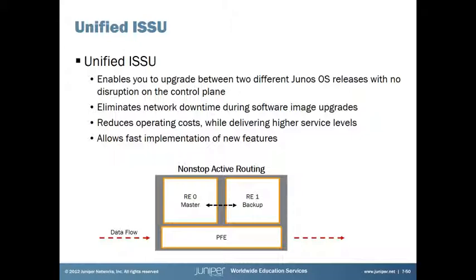So we have a few things enabled here. We have to have non-stop active routing enabled, which means we have to have our graceful routing engine switchover also enabled. So both of those things have to be enabled and working for us to use ISSU. This is, of course, a feature only available where we do in fact have multiple routing engines.